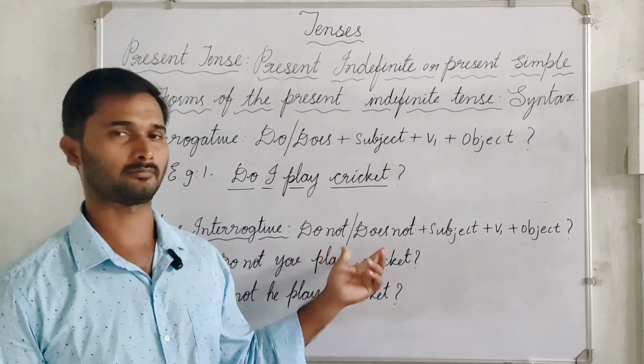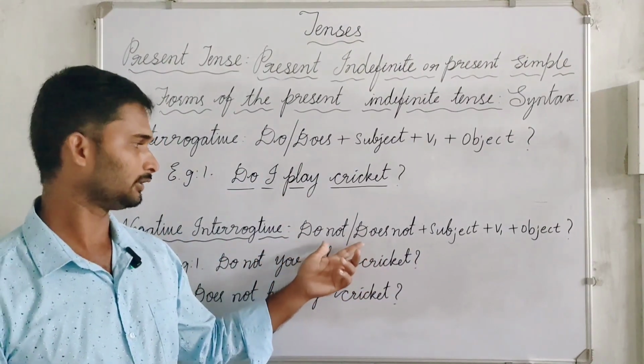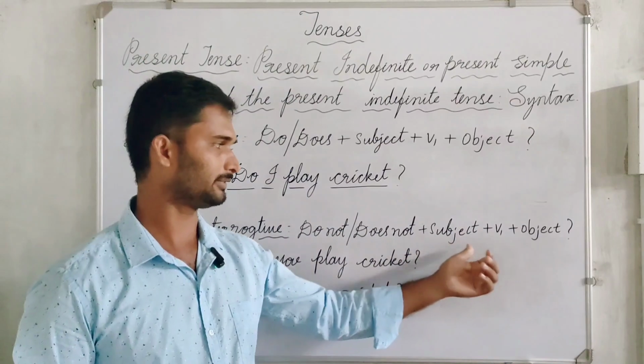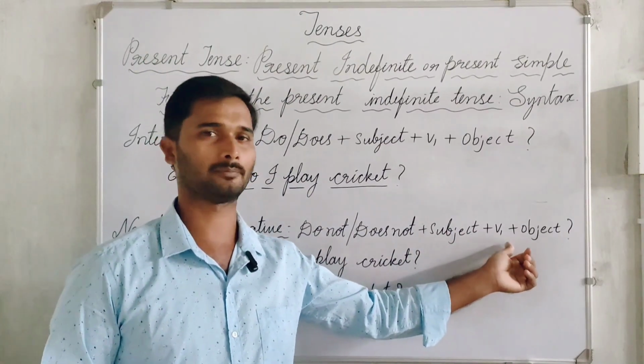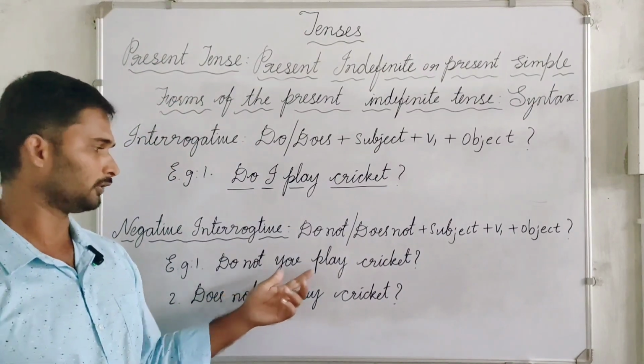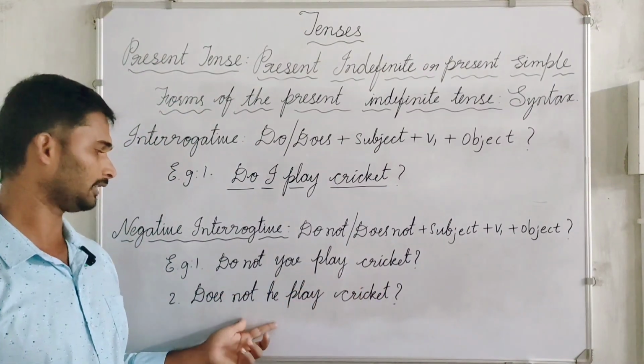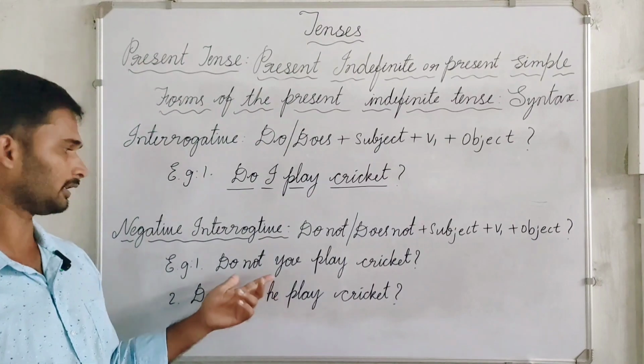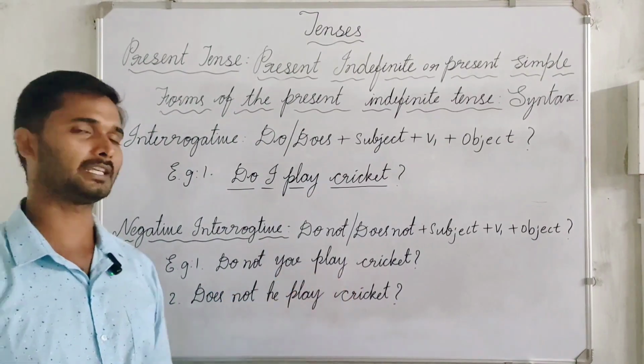Negative interrogative form. Here we have the syntax: do not or does not plus subject plus V1, the first form of the verb, plus object, plus at the end of this, a question mark. Here are a few examples. Do not you play cricket? Or does not he play cricket? The short forms: Don't you play cricket? Or doesn't he play cricket?